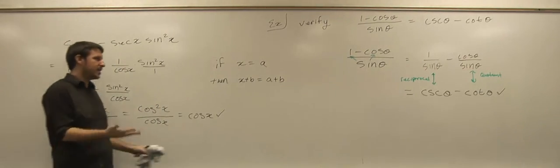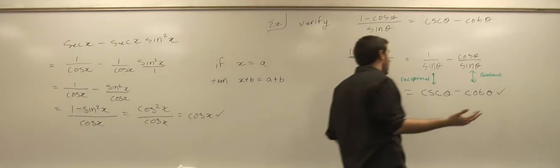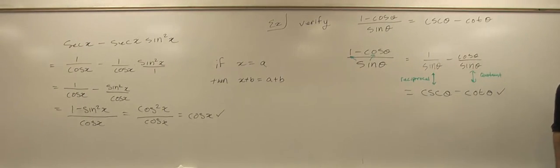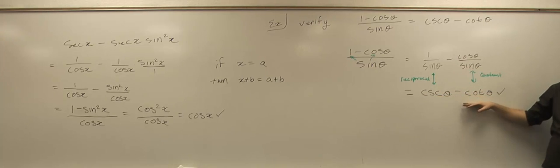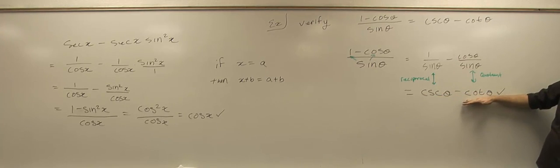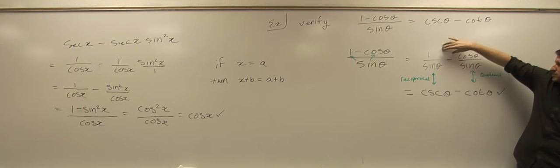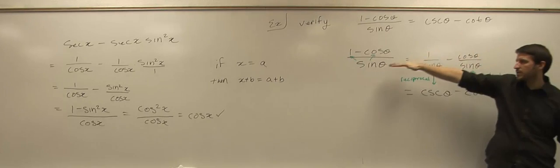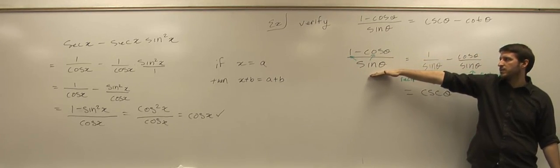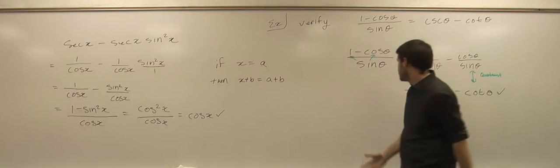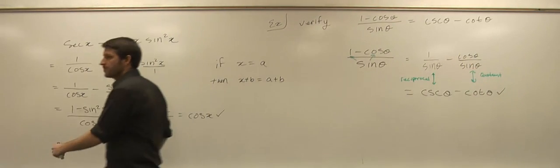If you started on the other side, it would be pretty much all the same steps, just in reverse. Or if you started with cosecant minus cotangent, then your first step would be to break those into sines and cosines. So you go this way. And then you'd have to add or subtract these two fractions, getting you back here. So it's the same amount of steps no matter which side you take.